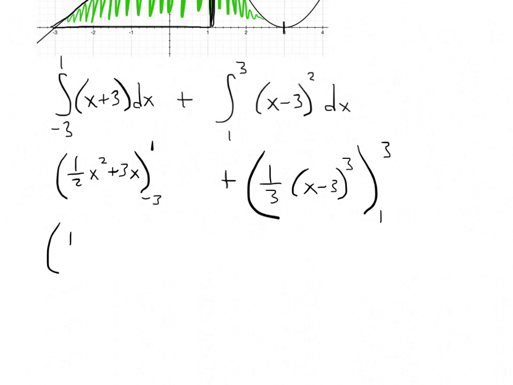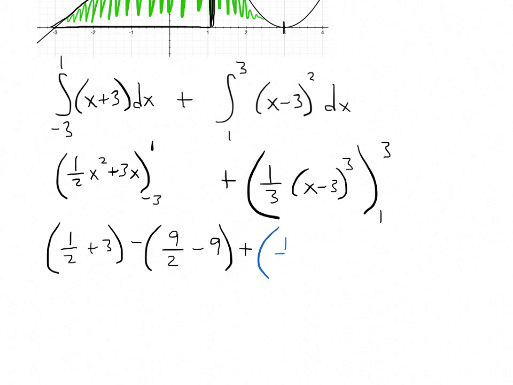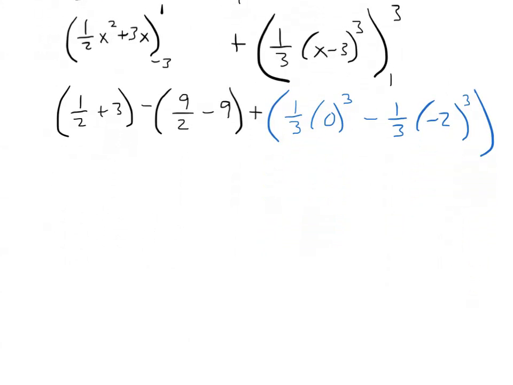So let's see, this first integral is going to be 1/2 plus 3 minus 9/2 minus 9 plus, and the other integral, which I'll do in a different color so I don't get confused, this would be 1/3 times 0 cubed, that was plugging in 3, minus 1/3 times -2 cubed, that came from plugging in 1. While I've got the blue pen, I'll work out the second half of this. So this is 0 plus 8/3.